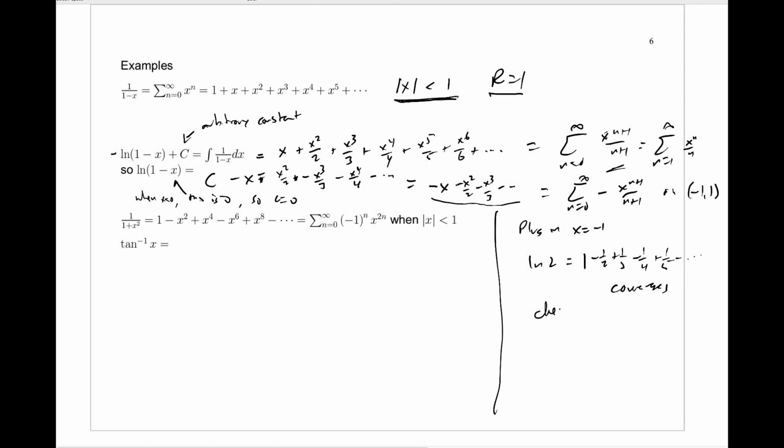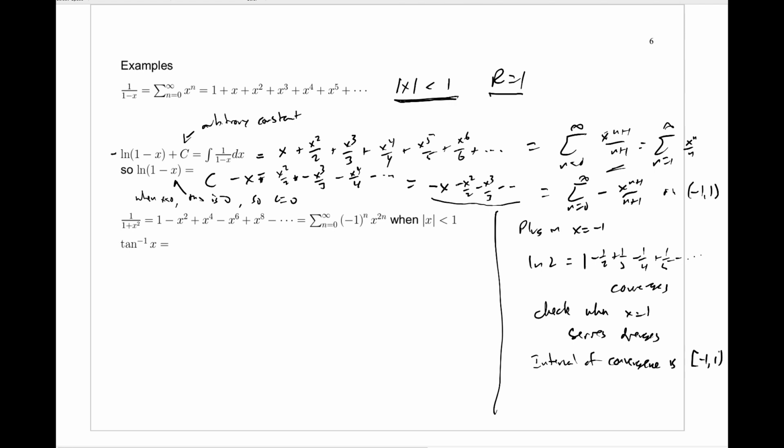Check. I want all of you to check yourselves that when x equals 1, the series diverges. You just get the -1 times the harmonic series there, which diverges. So the interval of convergence is actually the half-open interval from -1 to 1.